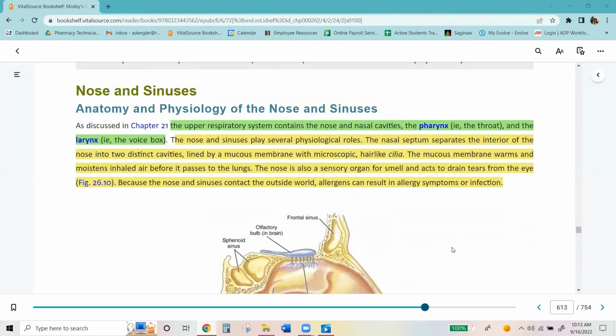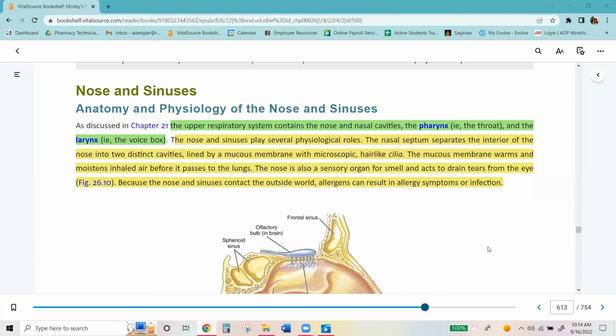The upper respiratory system contains the nose and nasal cavities, the pharynx, and the larynx. The nose and sinuses play several physiological roles. The nasal septum separates the interior of the nose into two distinct cavities, lined by a mucous membrane with microscopic hair-like cilia. The mucous membrane warms and moistens inhaled air before it passes to the lungs, and the nose is also a sensory organ for smell and acts to drain tears from the eye.